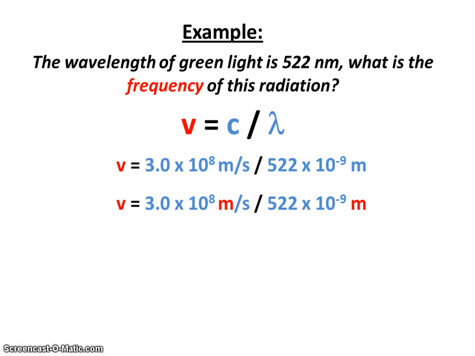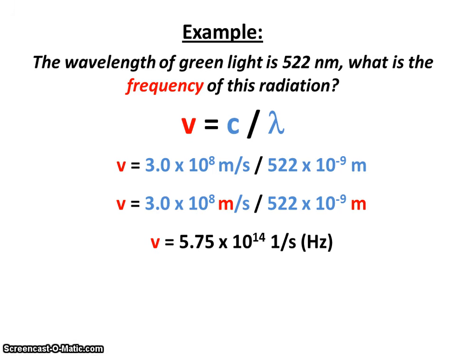All we have to do now is to cancel the units that we can. In this case, we have meters on top and meters at bottom, which are therefore cancelled. And then plugging the values in the calculator, we get our final result of 5.75 times 10 to the 14, 1/seconds, or hertz, which is the same unit.